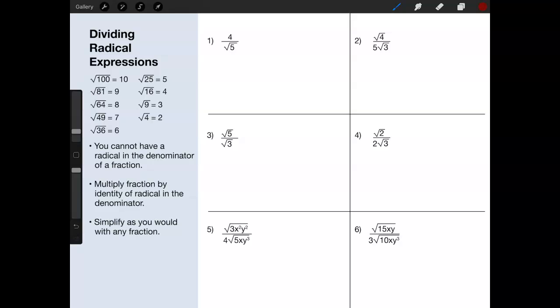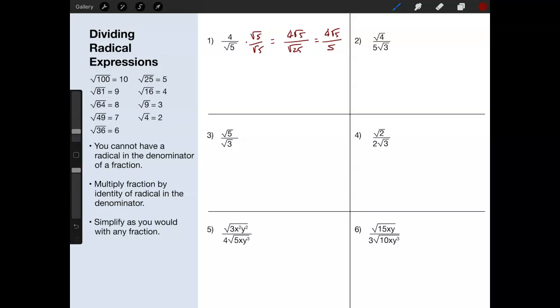Example number 1, we have 4 divided by the square root of 5. So we're going to multiply by the identity of the square root of 5. And we're going to multiply 4 times the square root of 5 over the square root of 5. The square root of 5 multiplied by the square root of 5 is the square root of 25. The square root of 25 is equal to 5. So our simplified form of this problem is 4 square root of 5 over 5.